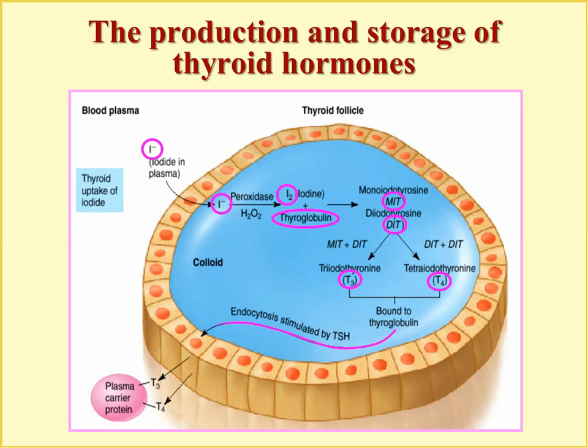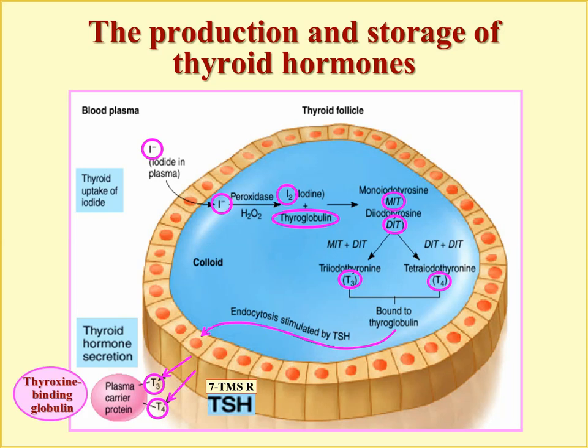But when TSH appears, TSH is the peptide hormone that binds from side of blood, it binds to 7-TMS receptors on the surface of follicular cells. And it results in stimulation of secretion. So the cells endocytize the components of the colloid, and inside the cells, free hormones are produced and released outside into blood.